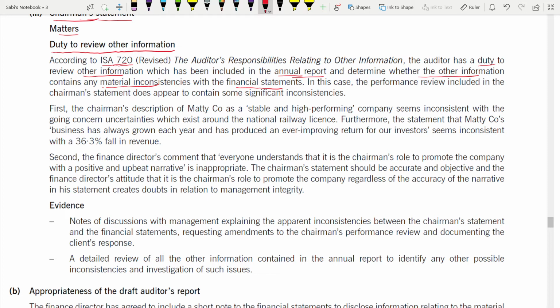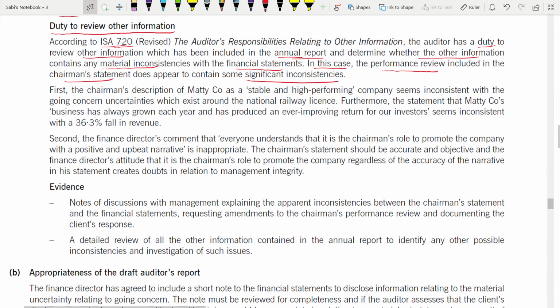In this case, it means you are relating this to this scenario. The performance review that has been included in the chairman's statement appears to contain some significant inconsistencies. Sorry, it is not consistent with the financial report. In that way also you can write. Next, they are going to go through these two matters, first and second, in separate paragraphs.